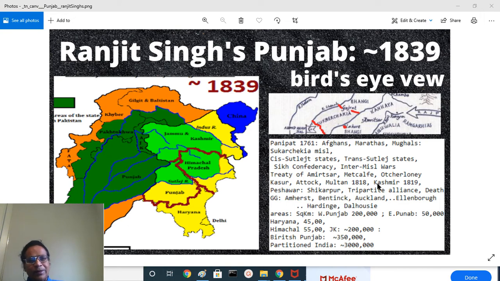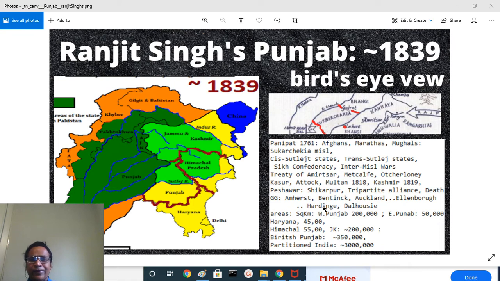We'll cover the battles of Kasur, Attock, Multan, and Kashmir, that is the Battle of Shopian, east of the Pir Panjal mountains, and various governor generals that overlapped during Maharaja Ranjit Singh's time: briefly Lord Amherst, then William Bentinck, Charles Metcalfe briefly, and Lord Auckland. It was in Auckland's time that the Maharaja passed away. After the death of the Maharaja came Ellenborough, followed by Lord Hardinge I.